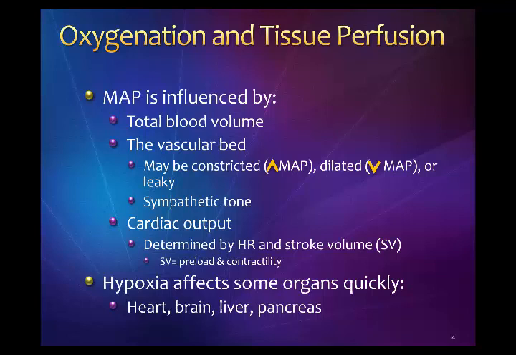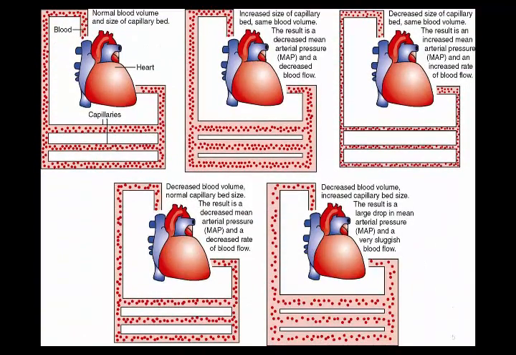Again, we're really worried about those end organs, and the vital organs are the ones that we're most concerned about: the heart, the brain, the liver, and the pancreas. So we worry and watch for hypoxemia.